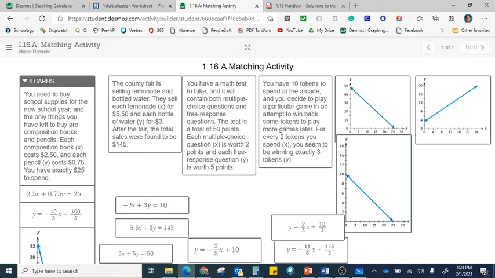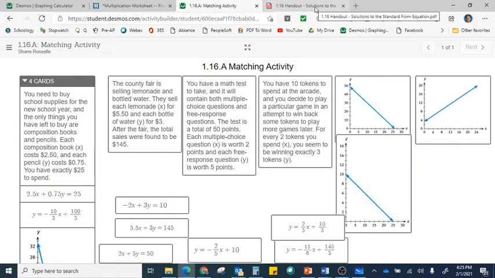So first look at the paragraph, decide what the standard form equation is going to be, change standard form to slope-intercept form, figure out where it crosses the y-axis by looking at the b value in slope-intercept form, and then put the graph on. So you should have those 4 set up together. The one that has the $2.50 for the composition books is going to match with 2.5x plus 0.75y, and that's going to match with y equals negative 10/3 x plus 100/3, and then that's going to match with the graph that has a y-intercept of 33.